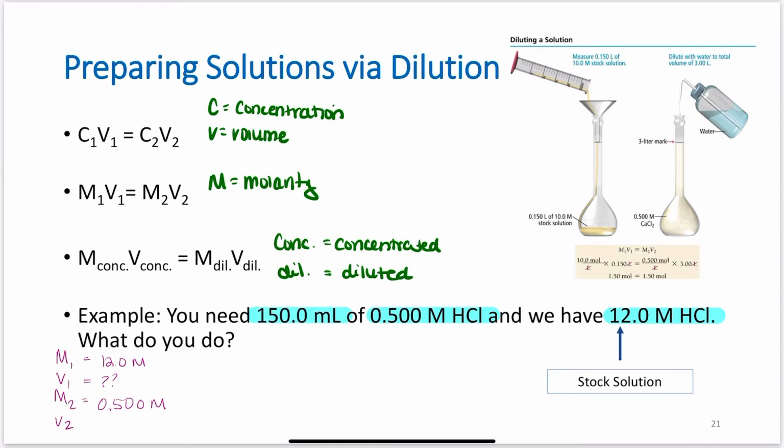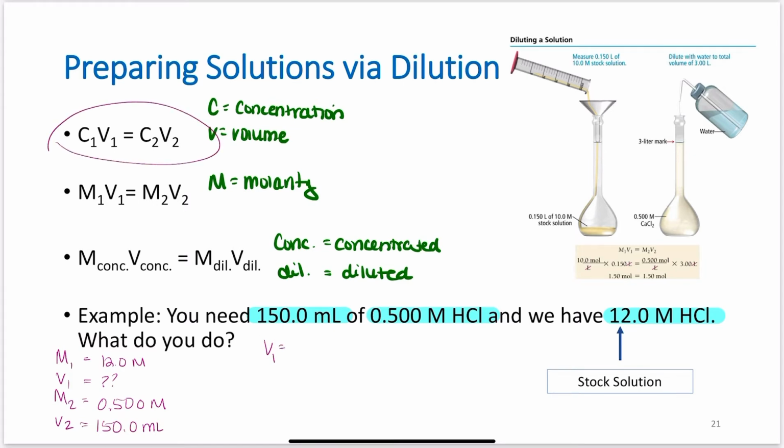V2, 150 milliliters. Now, the nice thing about the dilution equation, you don't have to convert this to liters. You're welcome to, but you don't have to because they're going to cancel out. So, go ahead and solve for what you want to find. We want to find how much of V1 I need to make the solution.